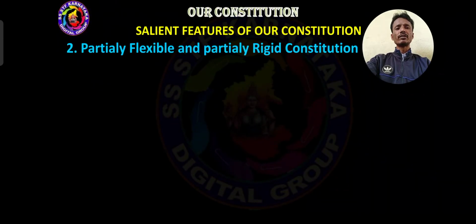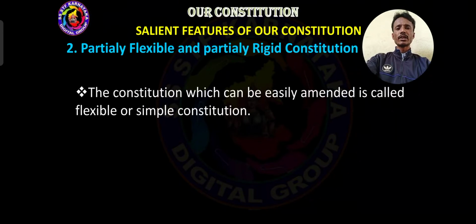And the second one: partially flexible and partially rigid Constitution. Flexible and rigid, look here. A Constitution which can be easily amended is called a flexible or simple Constitution.